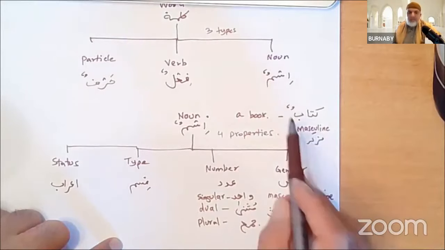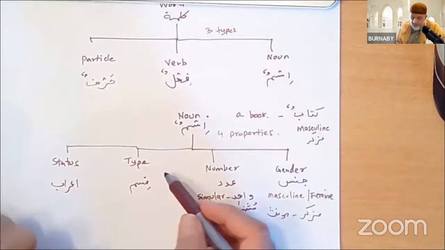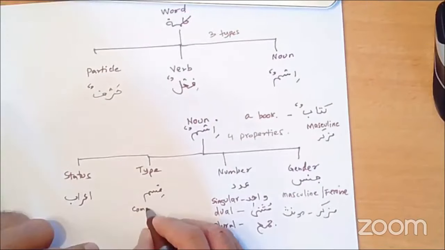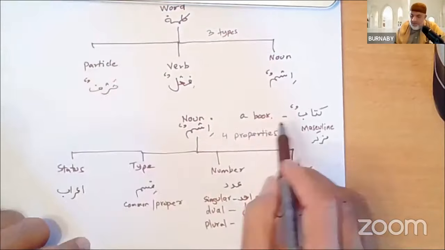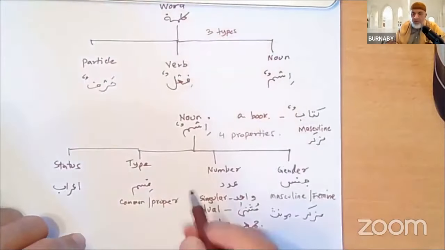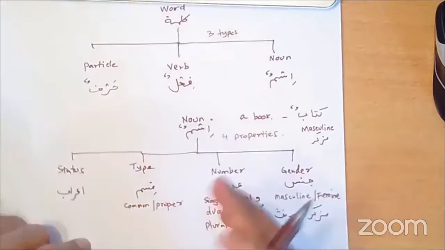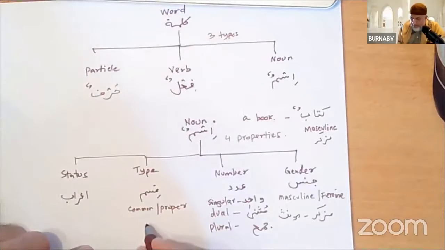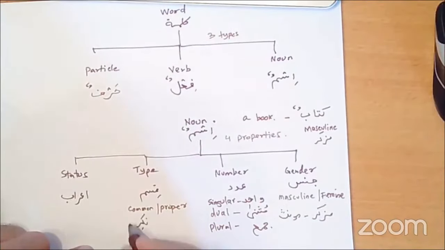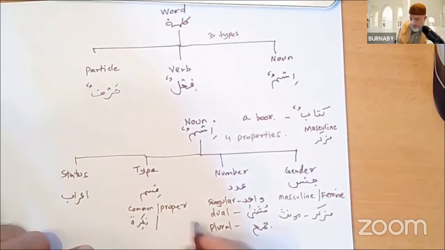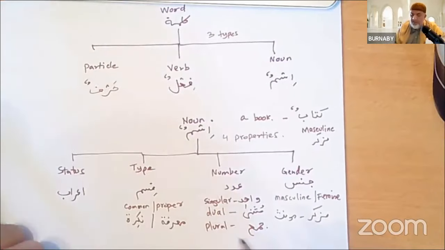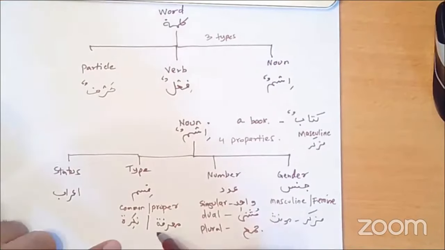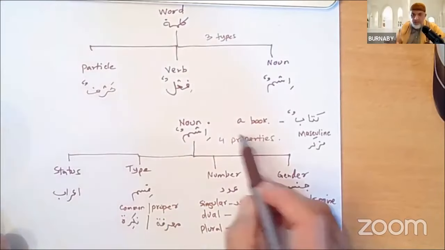Now, qism, the type, is whether it is common or proper, right? So, kitab, a book, is it common or proper? Common. So, the word for common in Arabic is nakira, okay? And for the proper, the word is marifa. So, is kitab nakira or marifa? Nakira, because our book is a common noun.